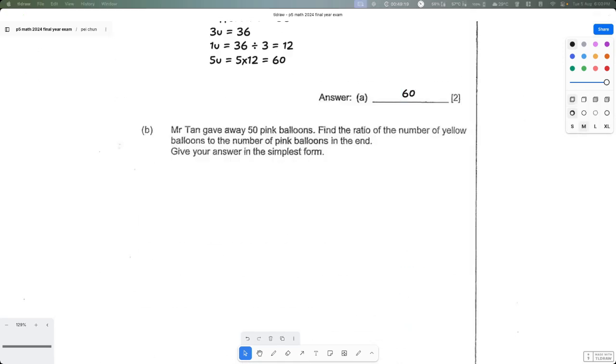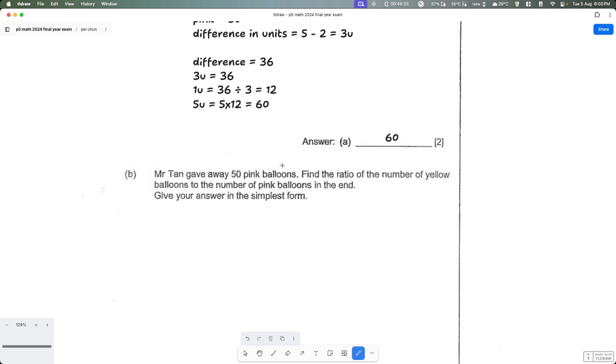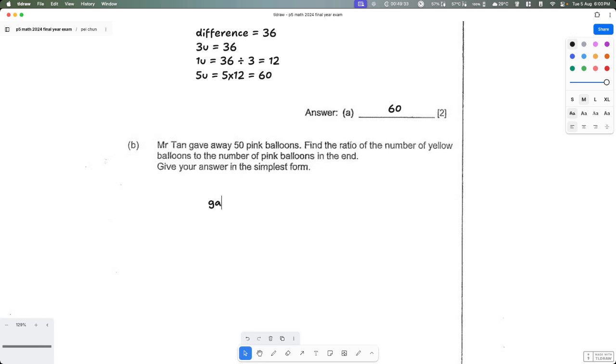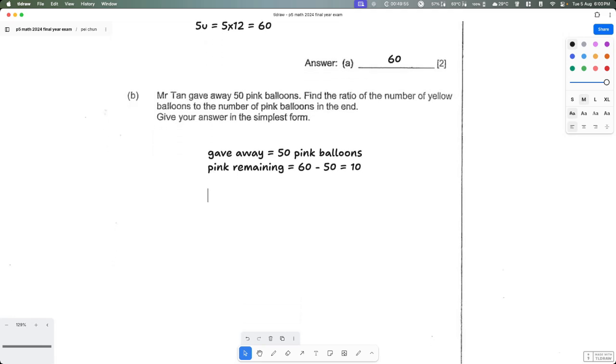Part B. So Mr. Tan gave away 50 pink balloons. Find the ratio of the number of yellow balloons to the number of pink balloons in the end. So he gave away 50 pink balloons. So that means the pink remaining is basically 60 minus 50. This is equal to 10. So the ratio of yellow is to pink.